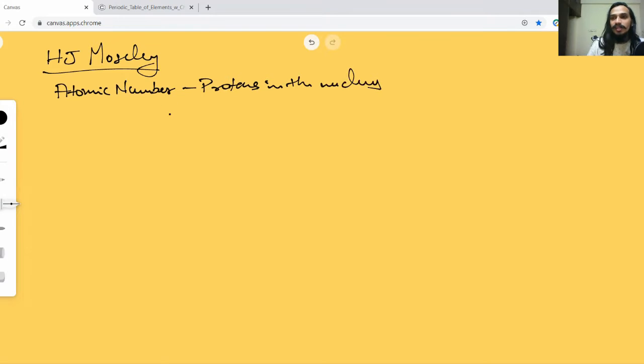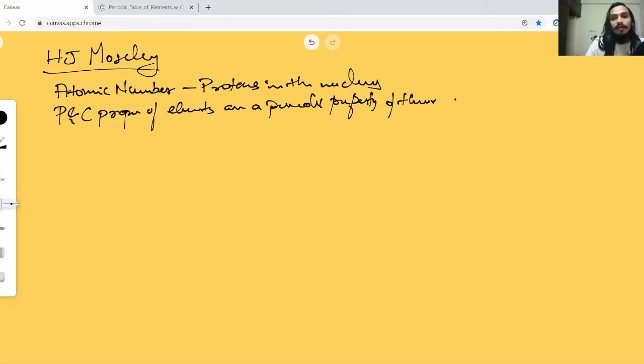So he changed the periodic law in a slightly different way. He said the physical and chemical properties of elements, I'm just writing it in short here, are a periodic function of their atomic number. So for example, if you talk about hydrogen, we say atomic number 1. It means hydrogen has only one proton inside its nucleus. Similarly, atomic number 2 is helium, meaning helium has two protons inside its nucleus.